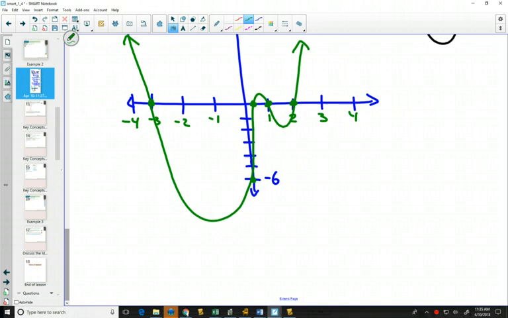Okay, so using factoring, try questions 7 and 13 right now.